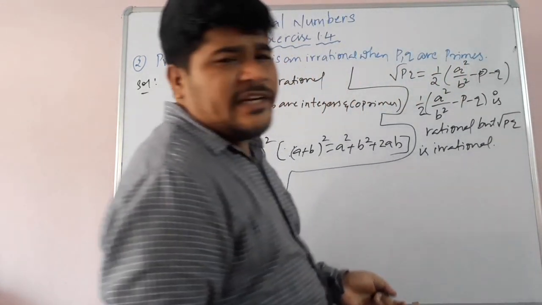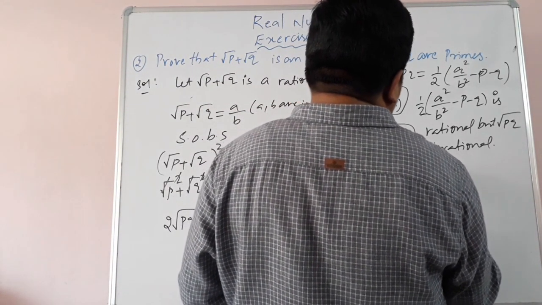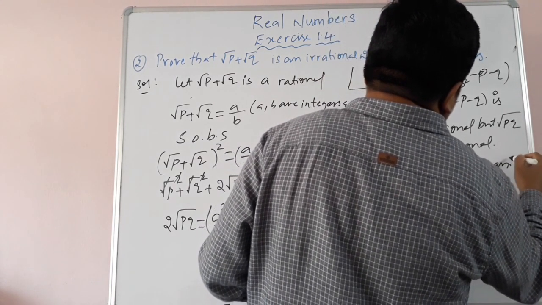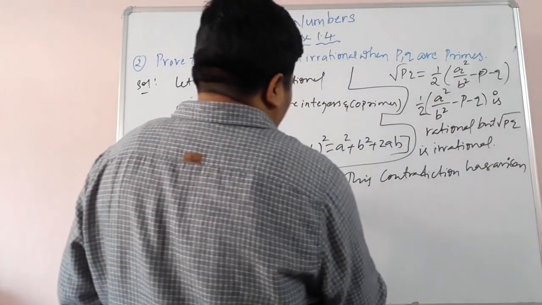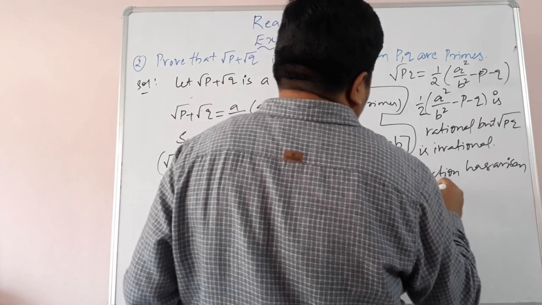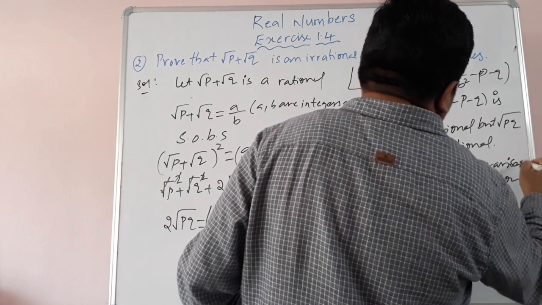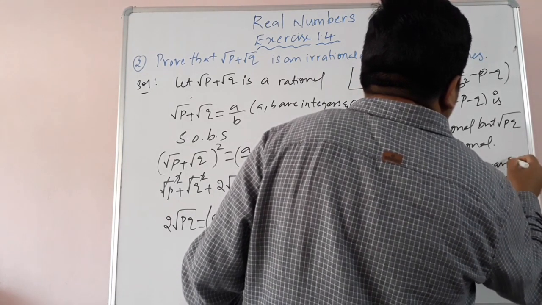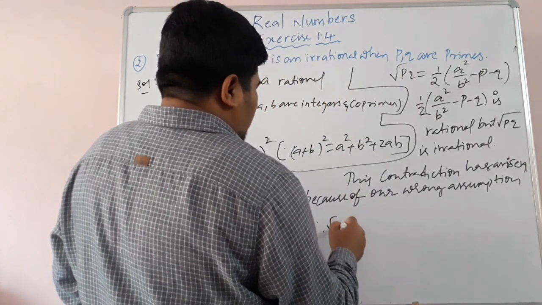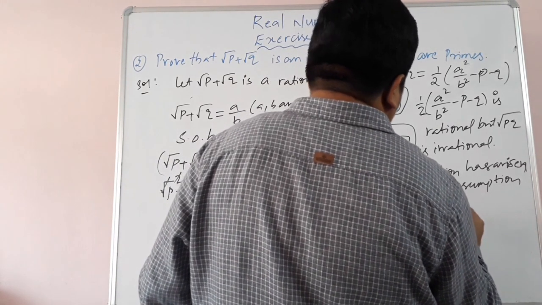So children, this is a contradiction, right? Why has this contradiction arisen? This contradiction has arisen because of our wrong assumption. Therefore root p plus root q is an irrational. Very easy, children.